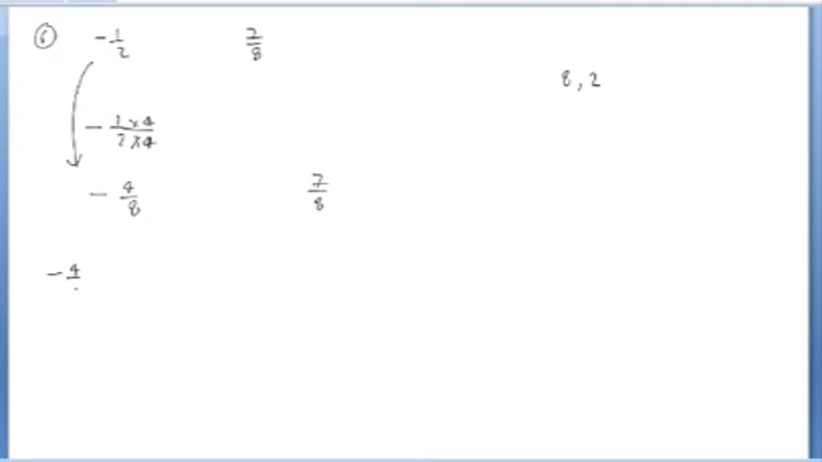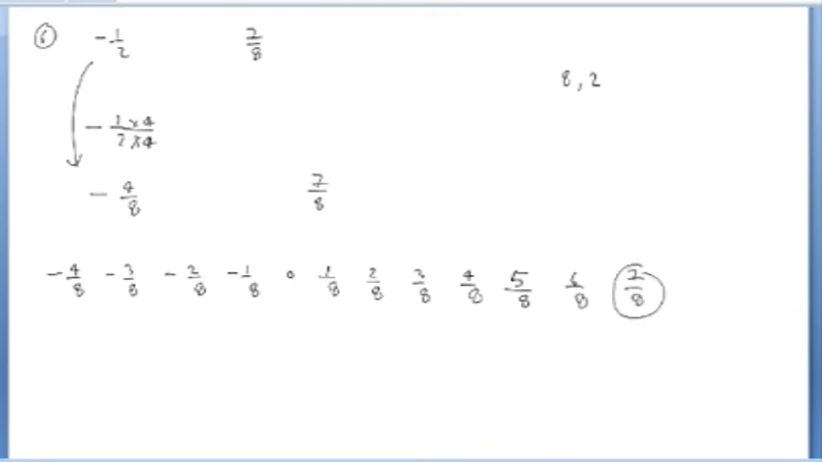So minus 4 by 8, minus 3 by 8, minus 2 by 8, minus 1 by 8, and 0, 1 by 8, 2 by 8, 3 by 8, 4 by 8, and 5 by 8, 6 by 8, and 7 by 8. These two are our given numbers, and see the rational numbers 1, 2, 3, 4, 5, 6, 7, 8, 9, 10. Okay, in this way.